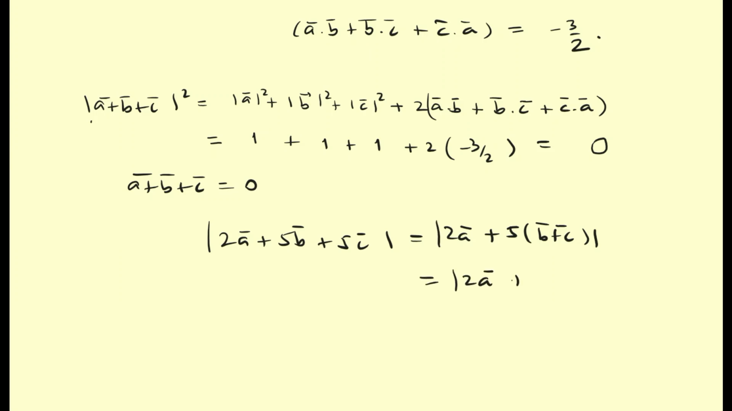So 2a plus 5 times minus a, and that gets you 2a minus 5a, that is minus 3a, modulus of that. So the answer will be 3 times modulus of a, but modulus of a is 1. So the answer finally comes out as 3. So that is the answer for this question.